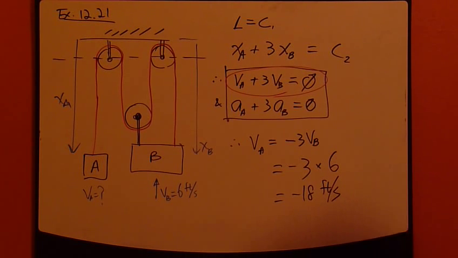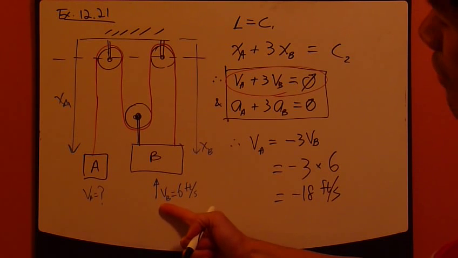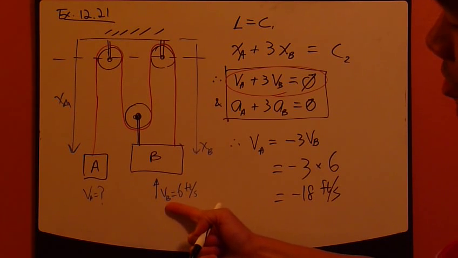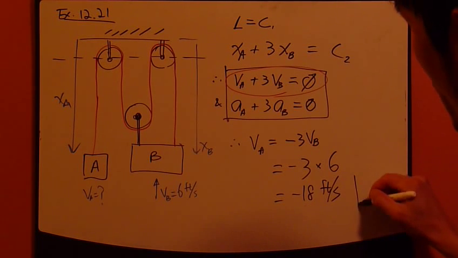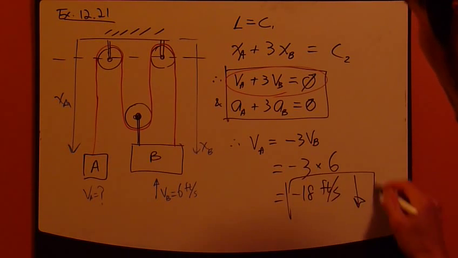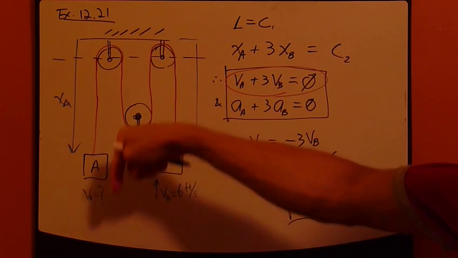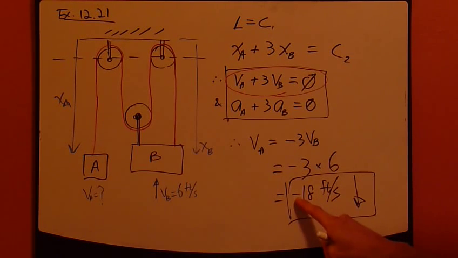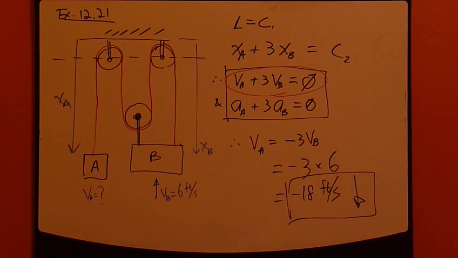So negative means that, if I said positive VB is positive going up, then negative is going down. So it's 18 feet per second for box A going downward because it's negative, opposite of the VB direction. That's all.